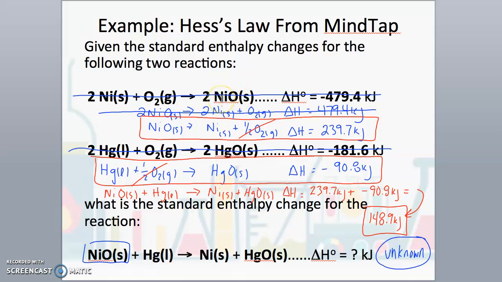It's a product. So I'm going to flip the reaction. I did that down here in blue, and I changed the sign. Once I did that, I lined out this reaction. I'm done with this, okay? But I'm not done here because I need one NiO, and this is 2. So I can divide everything by 2.